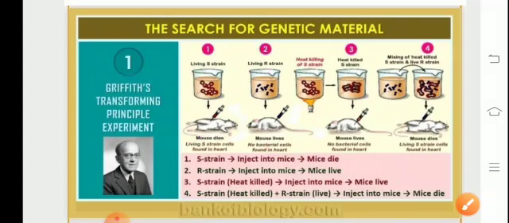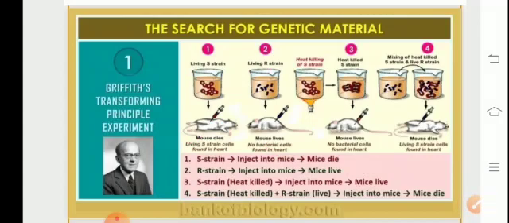The S strain in the third step was heat killed and was incorporated into the mouse, and it was found that because the S strain was heat killed, it lost its property of virulence, and therefore the mice survived. When a mixing of the heat-killed S strain and the live R strain was carried out, and then the incorporation done in mice, the mice died. The reason being, something got transferred from the heat-killed S strain into the live R strain that made the live R strain virulent, similar to the S strain.